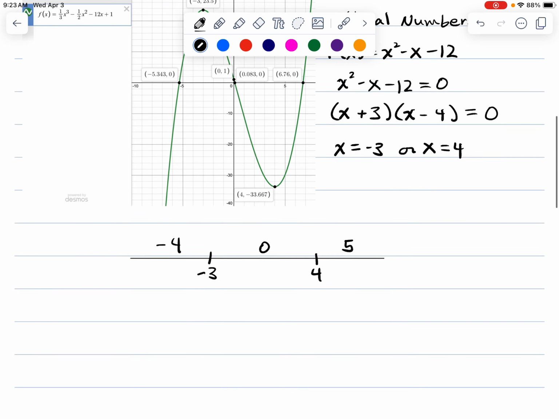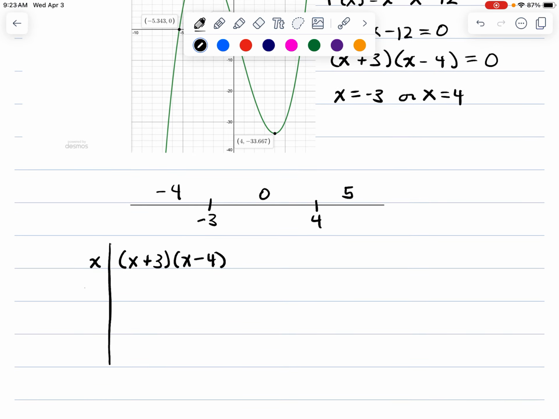Okay, now I test these values. I'm going to test the values here, and I've got my function, not the original function, but the derivative, because I'm interested in seeing where that derivative is positive and where it's negative. I'm going to test negative 4, 0, and 5. If I put in a negative 4, this first factor here is obviously going to be negative, and the second one is negative as well. A negative times a negative is a positive. So that tells me that in this interval, our function is increasing.